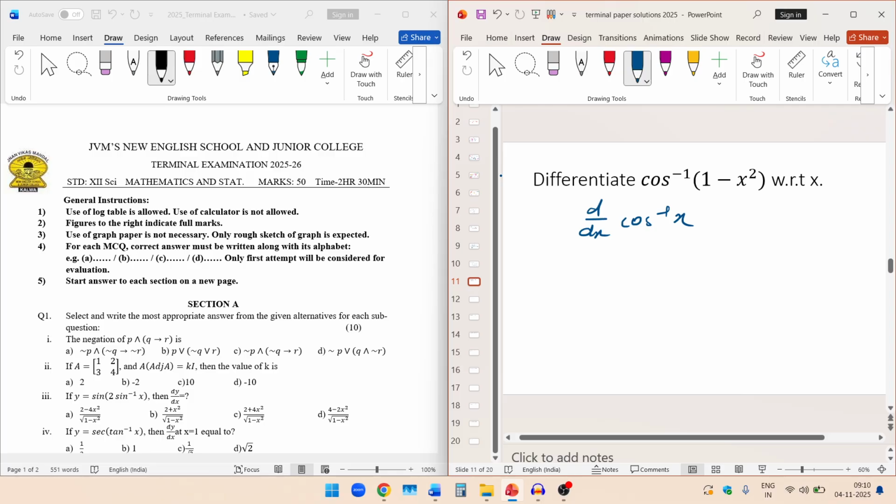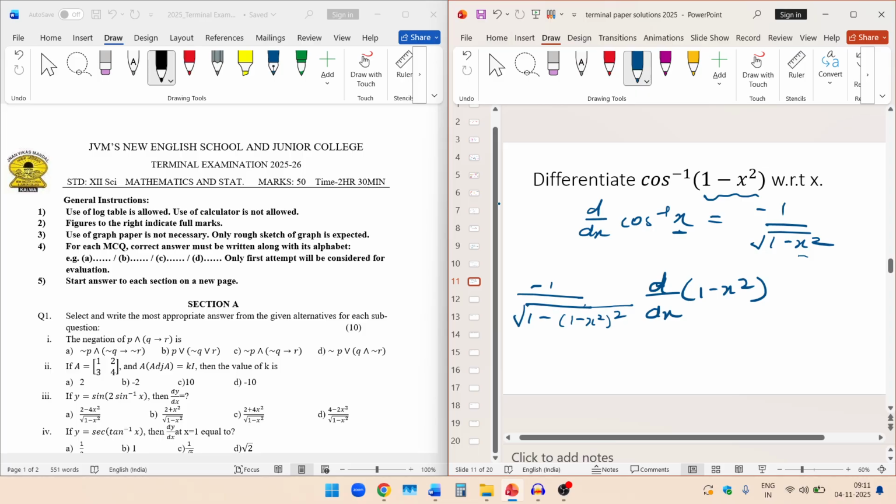The derivative of cos inverse of x is minus 1 upon square root of 1 minus x square, but instead of x we have 1 minus x square, so instead of x we'll have to substitute 1 minus x square. So the derivative of cos inverse of 1 minus x square should be negative 1 divided by square root of 1 minus x square the whole square. All right, and then we'll have to differentiate 1 minus x square as well.